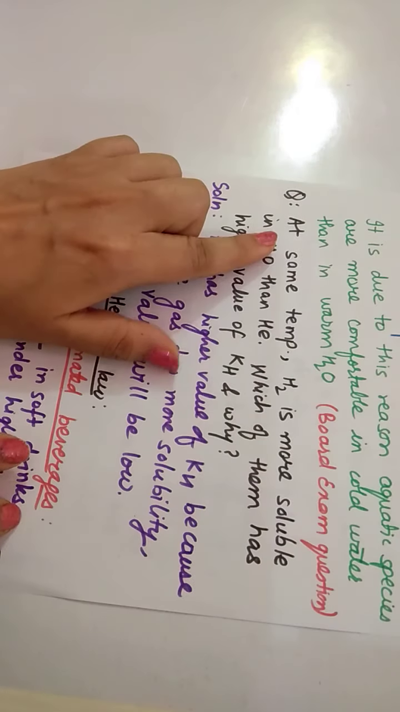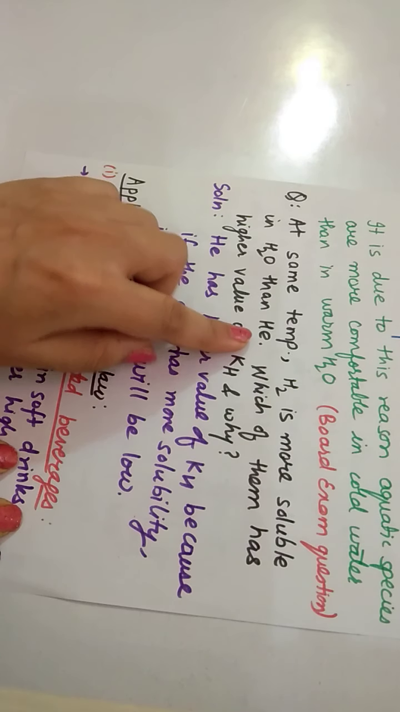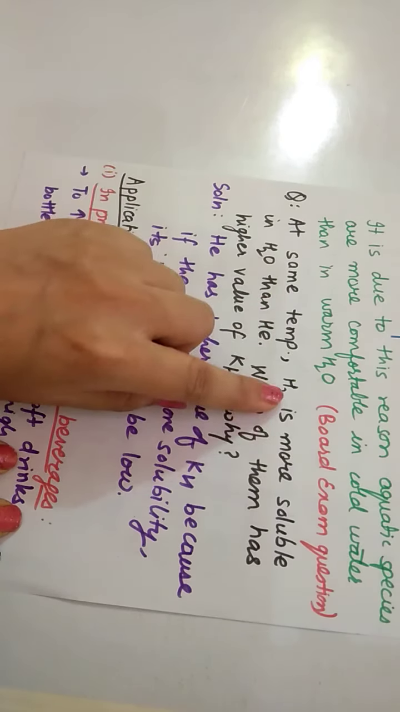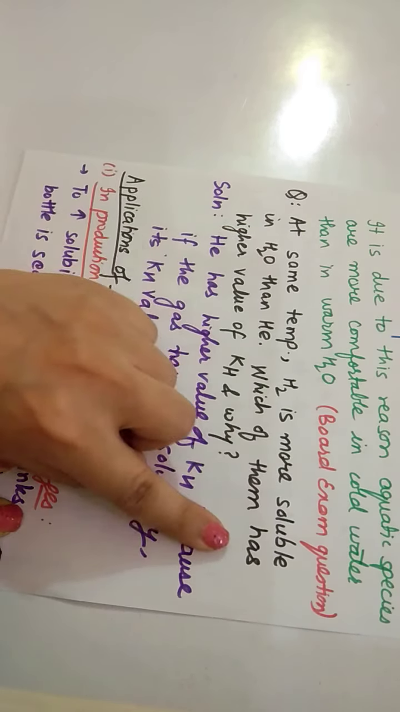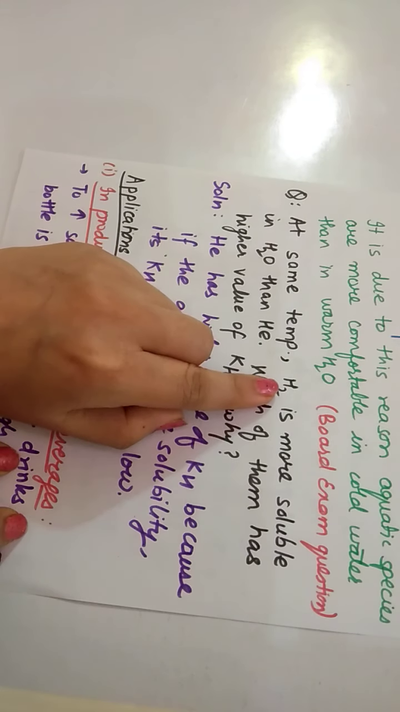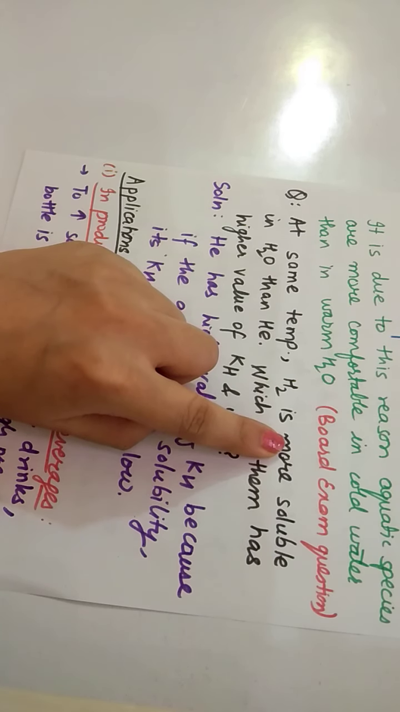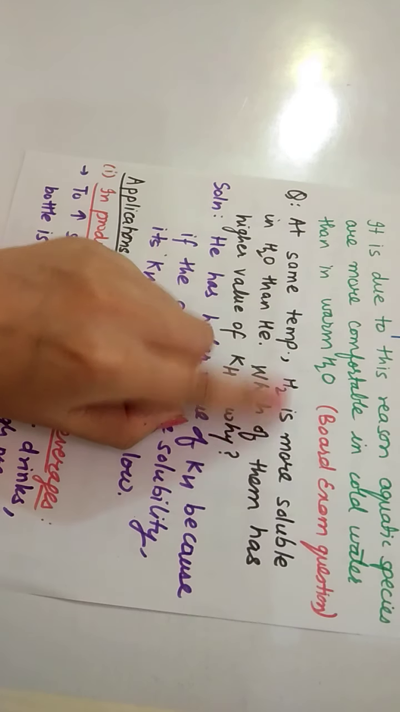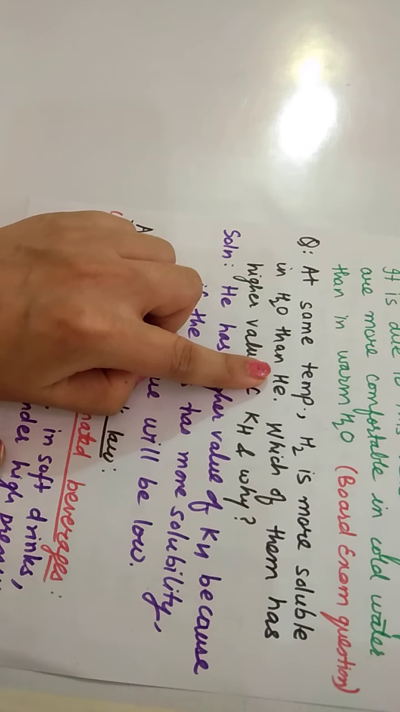Now a question is there: at the same temperature, H2 is more soluble in water than helium. Which of them has higher value of KH and why? Here H2 is more soluble. So solubility is inversely proportional to KH value. So if H2 is more soluble, it means its KH value will be low, and helium is less soluble in water.